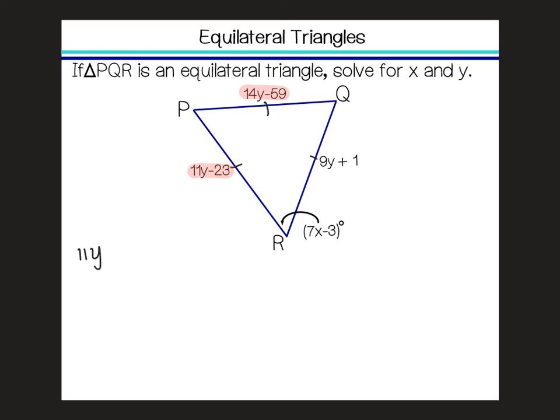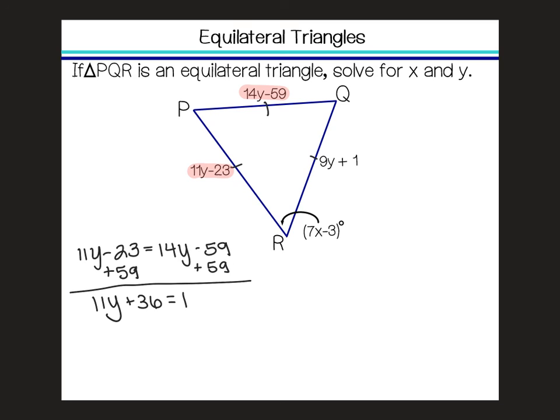So 11y minus 23 equals 14y minus 59. I can add 59 to both sides. And I would get 11y plus 36 equals 14y. I can subtract 11y from both sides. I get 36 equals 3y. And finally, dividing by 3, y equals 12.